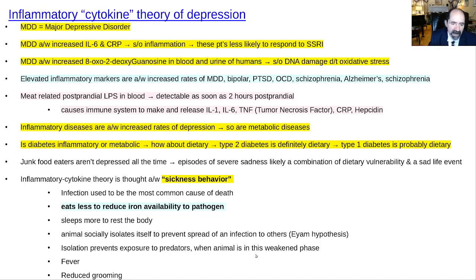Isolation and sort of hiding out, if you will, till their body heals is something that might also protect them from predators when they're in this weakened phase. Having a fever also helps the body to fight infections. A characteristic thing in a sick person is they're less interested in their physical appearance or grooming. They're not thinking about looking good. They're thinking about just surviving their infection.